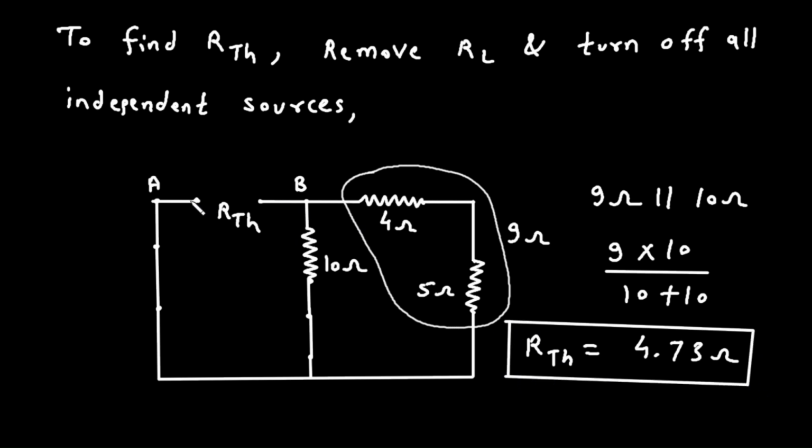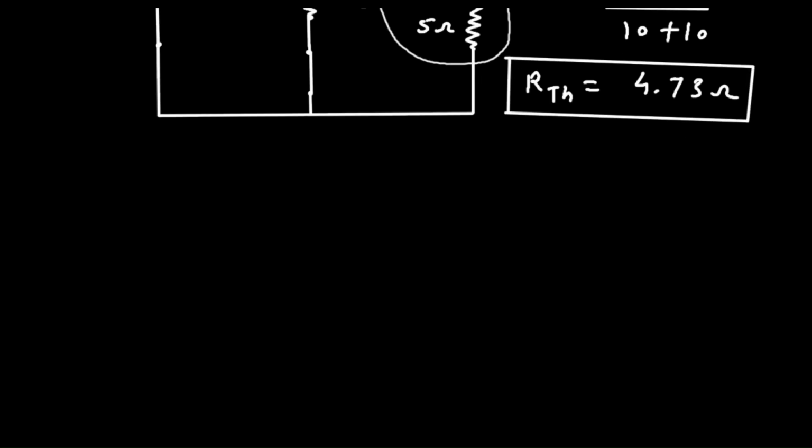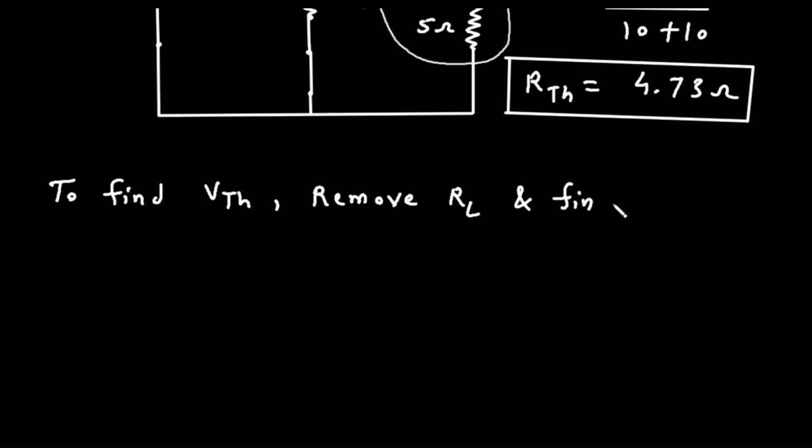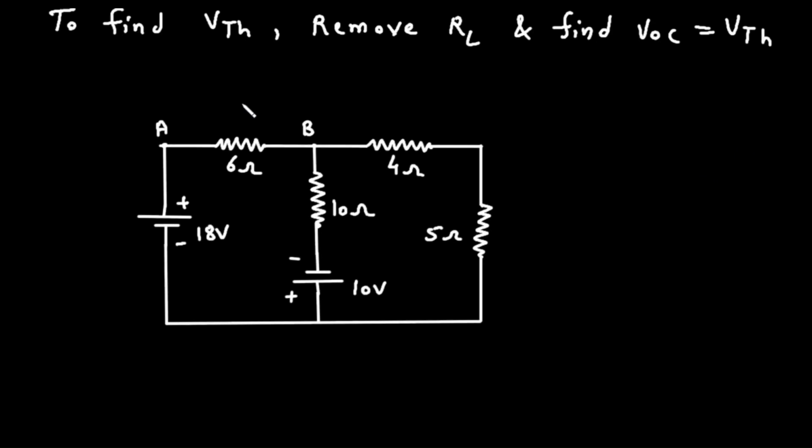It is the resistance between terminal A and terminal B, 4.73. Now similarly, we will find the value of VTH. To find VTH, we will remove RL and find VOC, which is equal to VTH. That is, VOC is the open circuit voltage at the terminals. If we remove this RL, this will be our VTH. This will be positive, this will be negative, and this is VTH.